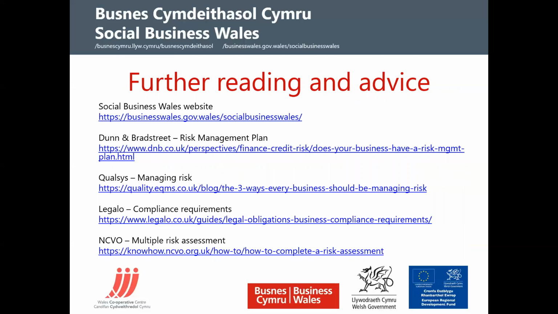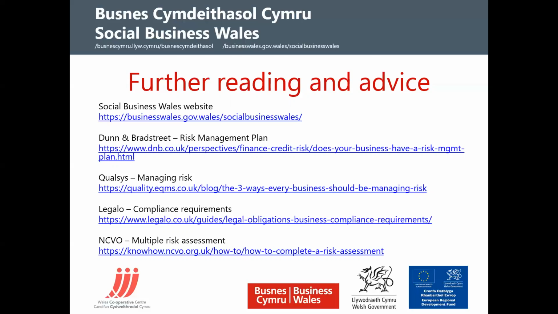So some further reading and advice. The first link we have there is the Social Business Wales website. On that website, you will find guides for good governance, and also assessing and managing risk within your business, as well as legal structures and general business planning advice. Second link we have there is Dun & Bradstreet with a risk management plan. That link has a lot of information on how to undertake a risk management plan within your business. The third link we have there is from Qualsys that gives you advice on how to manage risk within your business and how to look at risk in more detail.